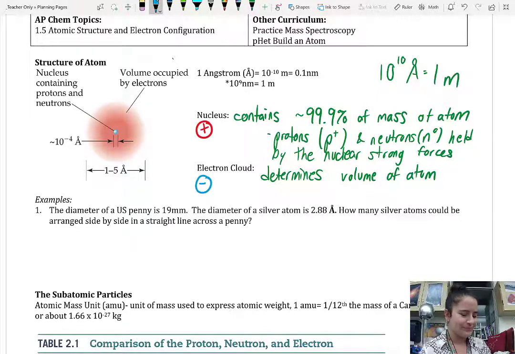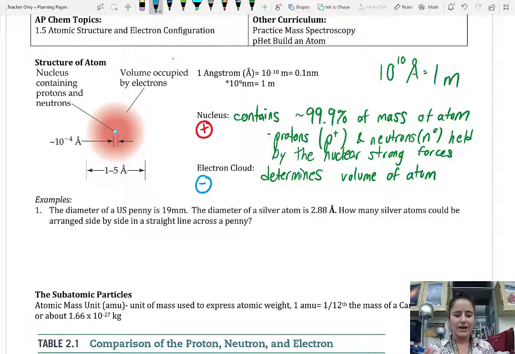Okay, cool? So let's get these numbers into concepts. The diameter of a US penny is 19 millimeters. The diameter of a silver atom is 2.88 angstroms. How many silver atoms could be arranged side by side in a straight line across a penny?